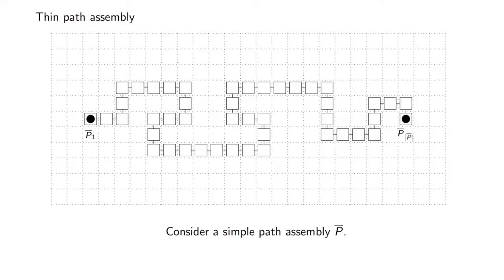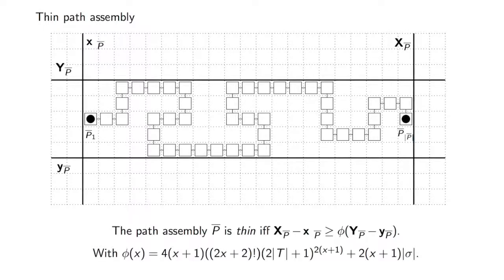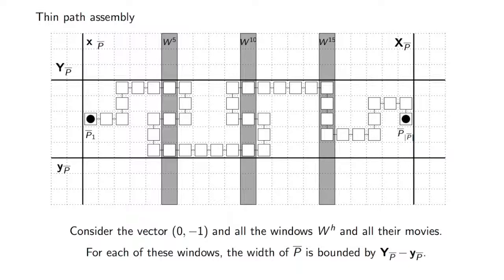Consider a simple path assembly P producible by a deterministic tile assembly system. This path assembly is thin if and only if it grows far more to the east than it grows to the north. In other words, a thin path assembly fits inside a rectangle whose length is far greater than its width. Consider the vector v of coordinates 0, -1.